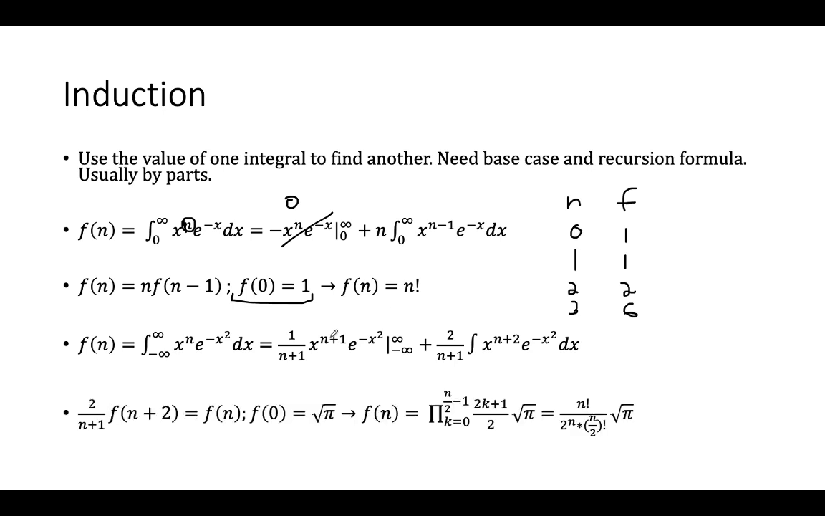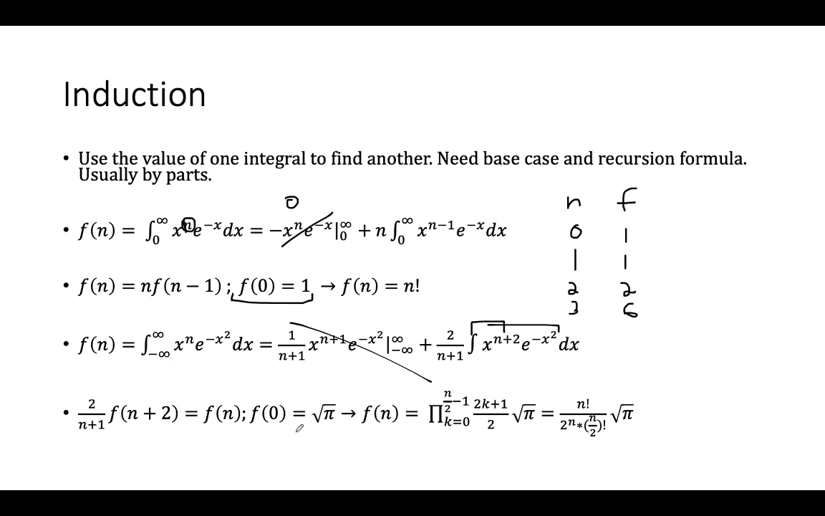Therefore, we see that, let me cross this out, this is f of n plus 2, just the integral itself, not the constant in front. So 2 over n plus 1 times f of n plus 2 is equal to f of n. And we know f of 0 is the square root of pi, because we just did this integral for the case where there was no x to the n in front of it. So we know it's the square root of pi.